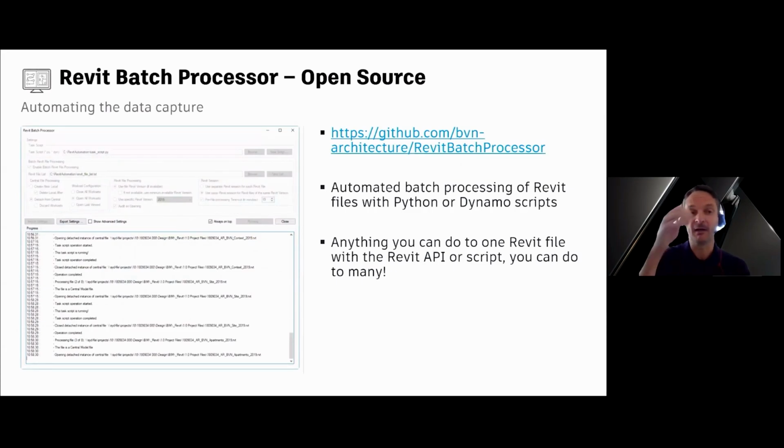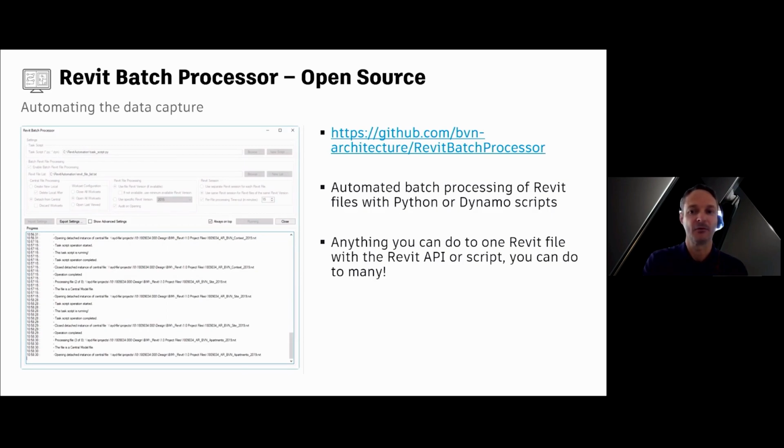So what we did next was we had an internal software developer called Dan Rummery, and Dan developed this tool called the Revit Batch Processor, which is actually open source and available on GitHub. And what this was able to do was process those Dynamo scripts across all of our files and do this overnight, so that it wasn't impacting that human interaction with capturing that data and feeding it into Power BI. So the Revit Batch Processor essentially can be used to do anything you do on a single file.